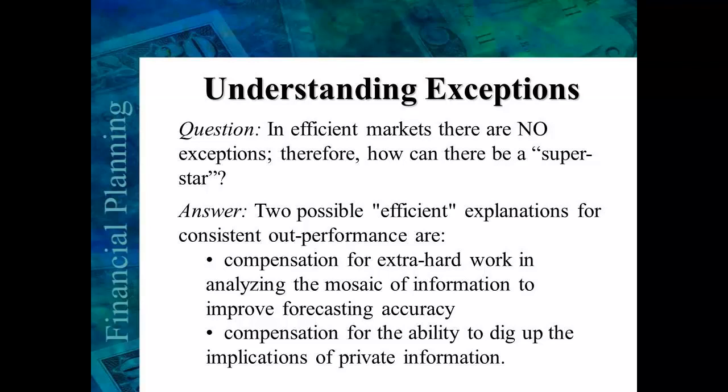Question: in efficient markets, there are no exceptions. Therefore, how can there be a superstar? Answer: two possible efficient explanations for consistent outperformance are compensation for extra hard work in analyzing the mosaic of information to improve forecasting accuracy, and compensation for the ability to dig up implications of private information.